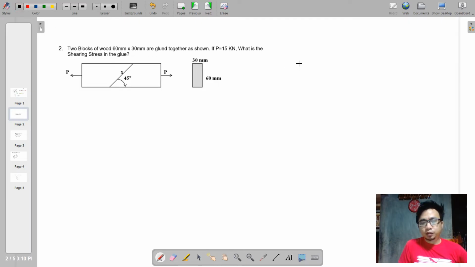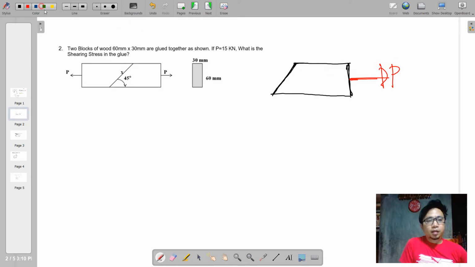So perhaps you can consider the right portion. Okay, so this is the right portion. Of course, we're going to consider the diagonal of the glued section here, and then have here the P, and as a reaction, an oppositely directed P here as a resistance of this glued section. Say this is also equivalent to P.